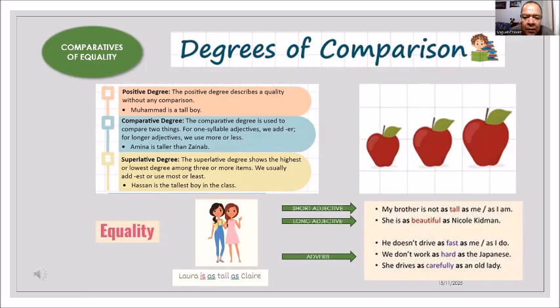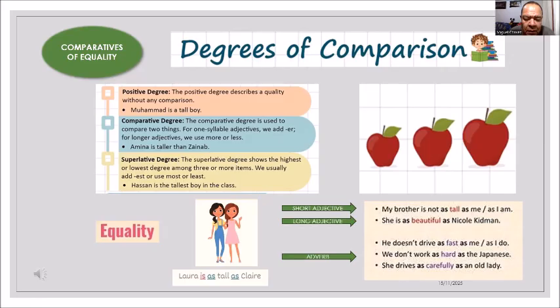Comparative degree. The comparative degree is used to compare two things. For one-syllable adjectives, we add er. For longer adjectives, we use more or less. For example, Amina is taller than Zainab. Superlative degree. The superlative degree shows the highest or lowest degree among three or more items. We usually add est or use most or least. For example, Hassan is the tallest boy in the class.